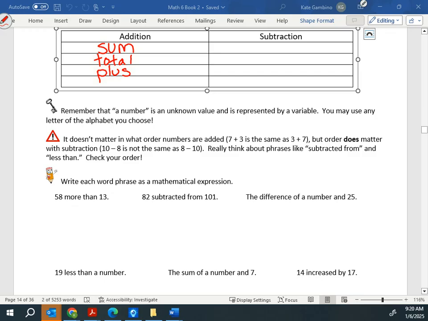What about words that might mean subtraction? Bennett? Say it louder. Difference. We just talked about that one. If we're finding the difference, we know we are subtracting. What's another one? Lexi? Less than. Now, I'm going to put a little star next to less than. And we're gonna find out why in a minute. What's another one? Emma. Subtracted from.